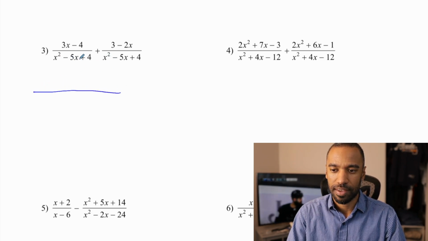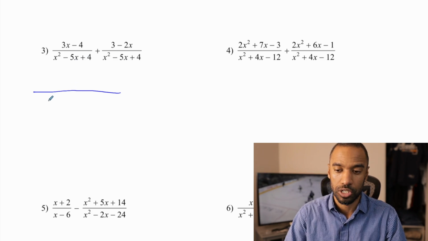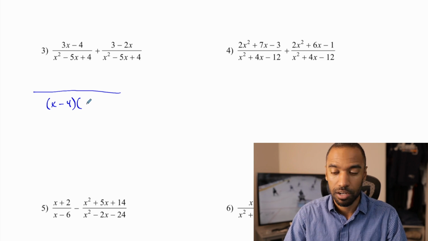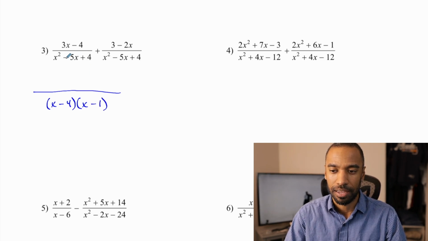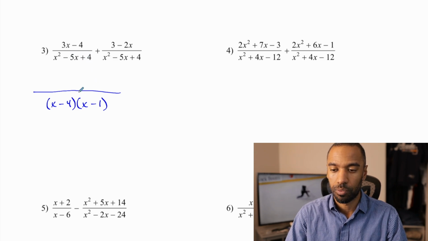X squared minus 5x plus 4 looks like a factorable quadratic. It's factorable in the way that if I do negative 4 times negative 1, I'll get positive 4, and negative 4 plus negative 1, I'll get negative 5. Hopefully I said positive 4 when I did that.